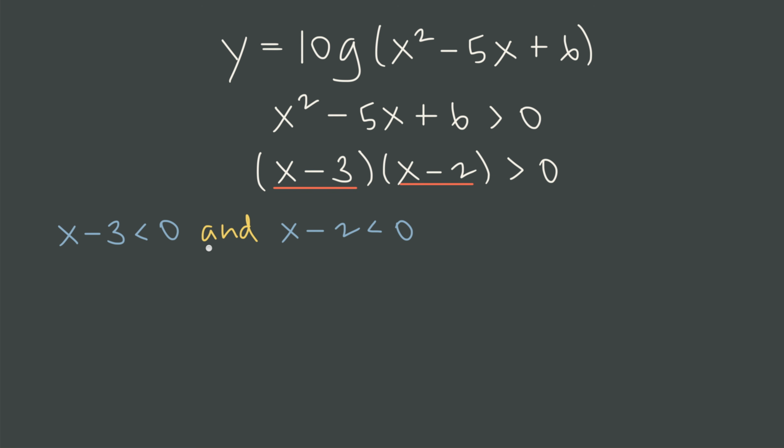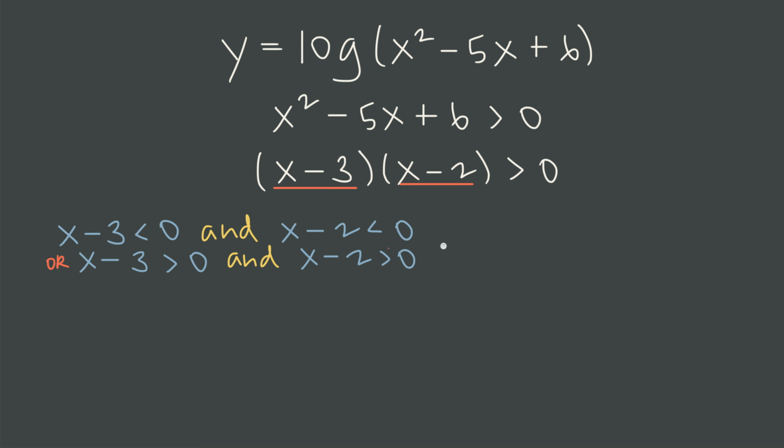So we have to say that either x minus 3 is less than 0 and x minus 2 is less than 0, they're both negative, or they're both positive: x minus 3 is positive and x minus 2 is positive. So the domain actually has to satisfy this entire statement.